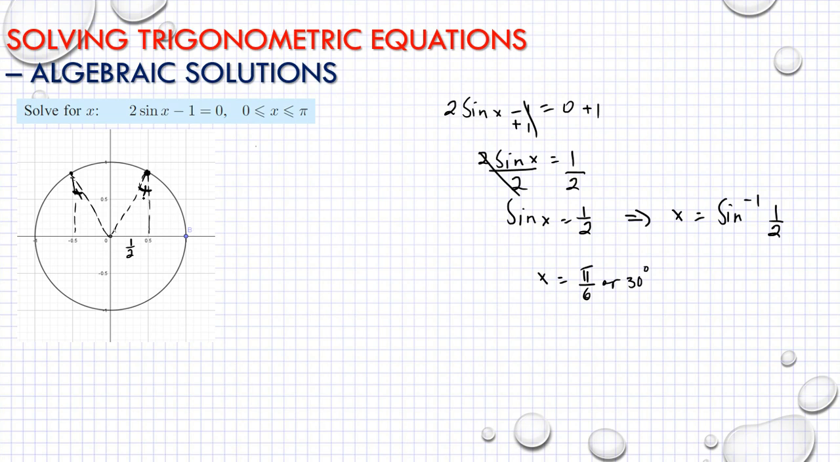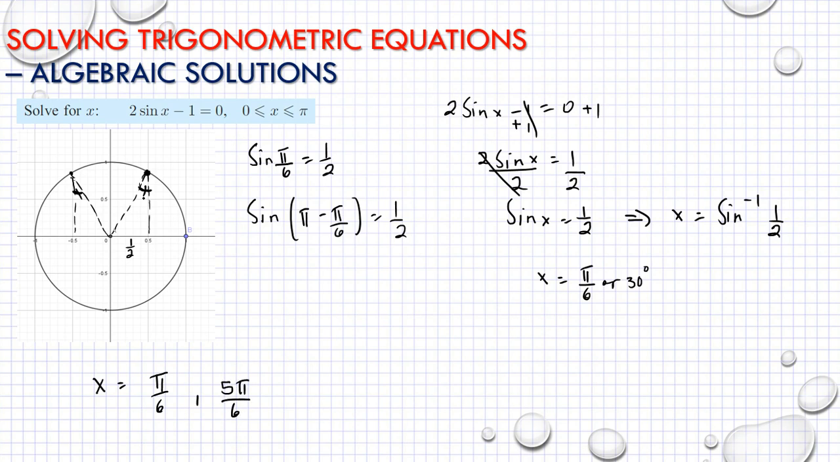So we have sine pi divided by 6, that's 1/2, and also sine of pi minus pi divided by 6, that is also 1/2. Okay, so our x now is pi divided by 6 and 5 pi divided by 6, because if we extend this by multiplying by 6, then we have 5 pi divided by 6.